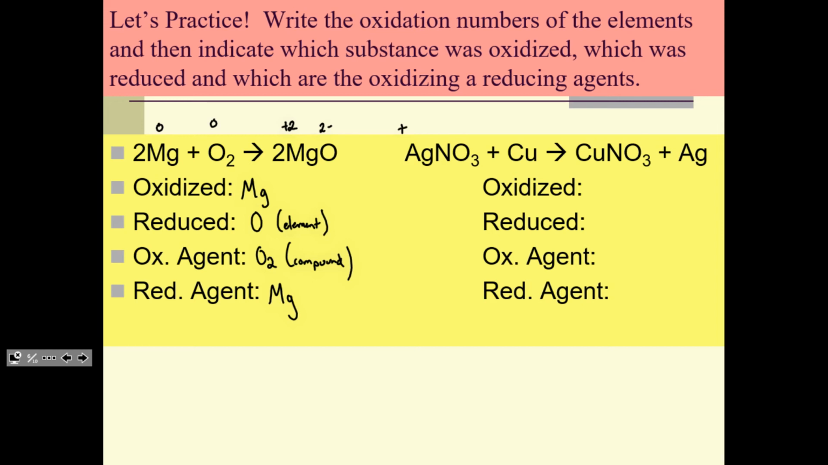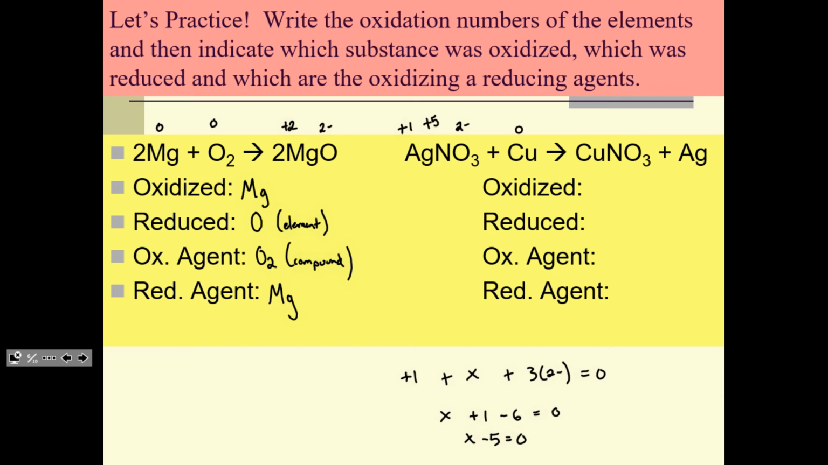Silver, we're going to give you as +1. We'll provide that for you. Oxygen's 2-, so I'm going to need to solve for my nitrogen. So silver is a +1 plus X plus 3 times 2- equals the overall charge. So in this case, we'll have X plus 1 minus 6 equals 0. X minus 5 equals 0, so nitrogen is a +5 here.